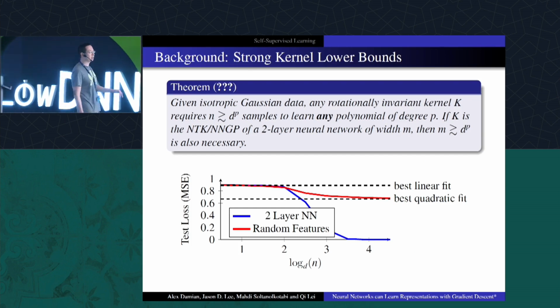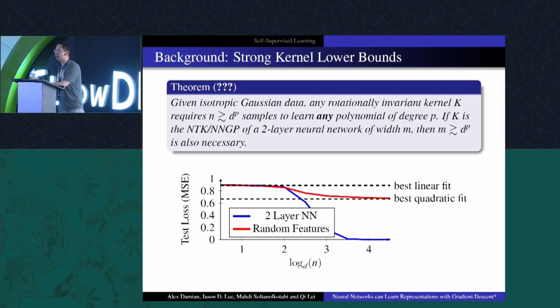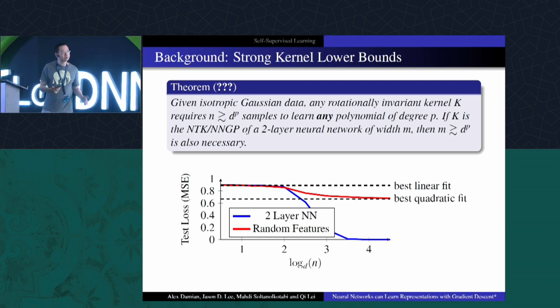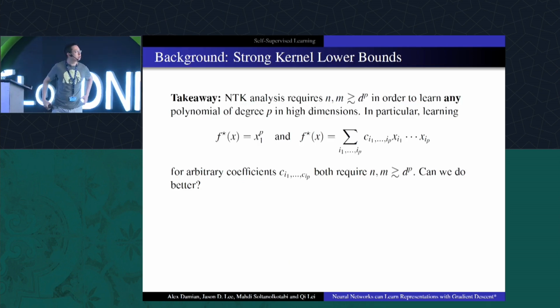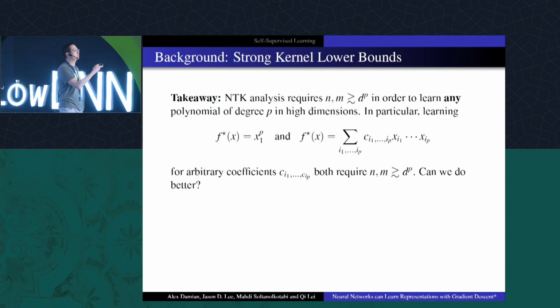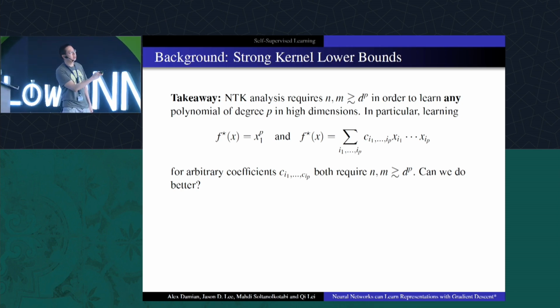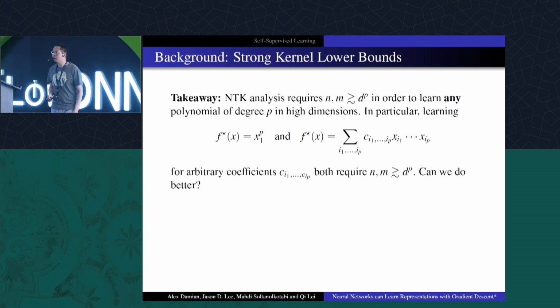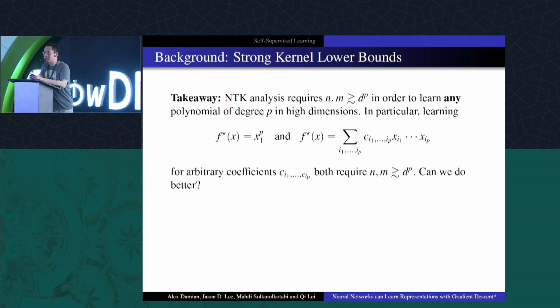So that's exactly what's happening here. Our goal is to show that gradient descent can learn something close to the minimax optimal rate, but in a regime where kernel methods fail. All right. So if I have a polynomial of this type, x1 to the p, and a general polynomial of degree p with arbitrary coefficients, the rotation invariant kernels all need samples and width d to the p. And the question is, can you do better by training a neural net?